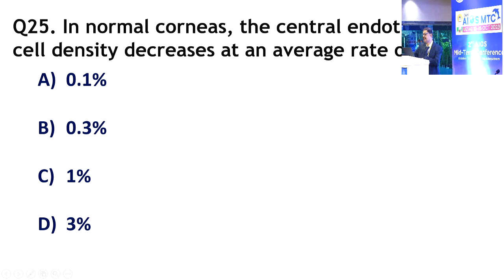In normal corneas, the central endothelial cell density decreases at an average rate of option A 0.1%, option B 0.3%, option C 1%, option D 3%. The normal rate of loss of endothelial cells in normal corneas per year.